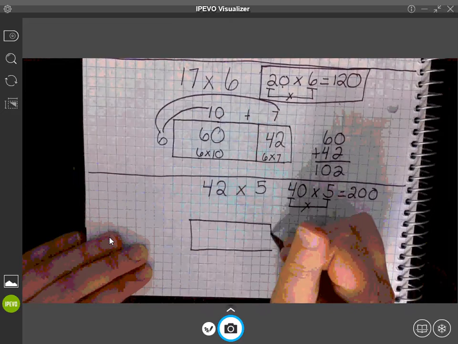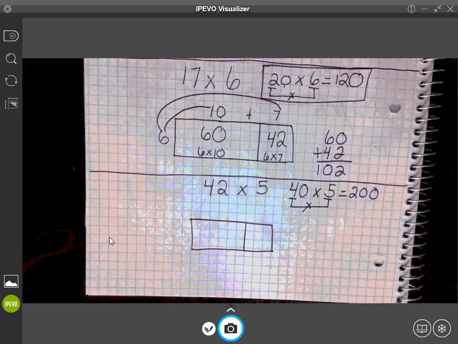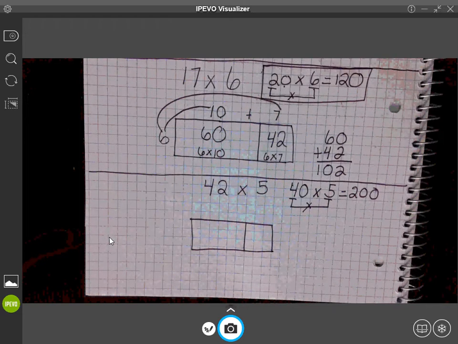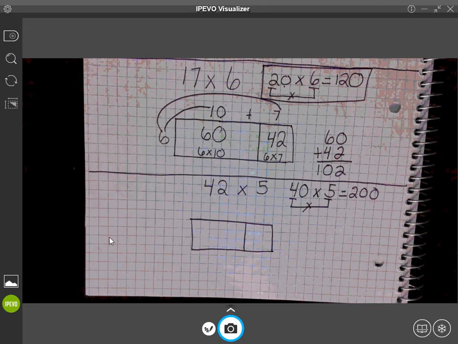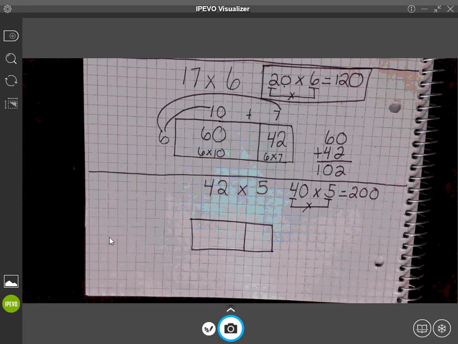All right, now let's look at this one. Why am I only drawing 2 boxes inside my one big box? Why can't I draw 15 boxes into my one big box? Why, Sophie? Right, my largest number, 42, is a 2-digit number. So that means I only need 2 boxes. If I have more than 2, that's not going to help me out.